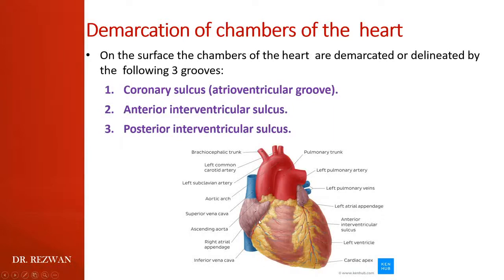As it is present at the right side, this is the right coronary sulcus. Over here we can see that the left atrium, by the left auricle, is separated from the left ventricle by another groove. This groove is the left coronary sulcus or left atrioventricular groove. Over here we can see that between the two ventricles there is another groove having the same kind of blood vessels, and this is called the anterior interventricular groove, and when it is present posteriorly it is called the posterior interventricular groove.